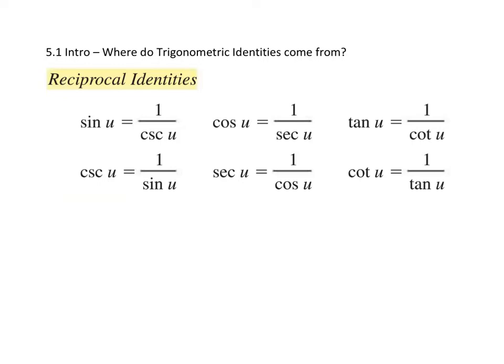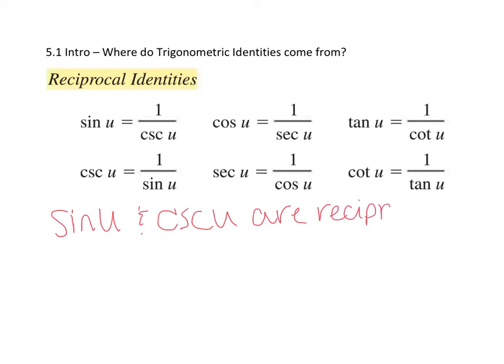We know that sine u and cosecant u are reciprocals. So it should follow pretty straightforward that sine u equals the reciprocal of cosecant u. And then similarly, you can arrive at all the rest of them.